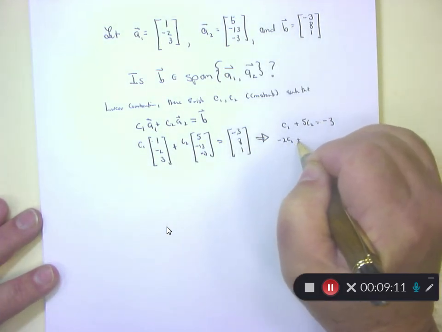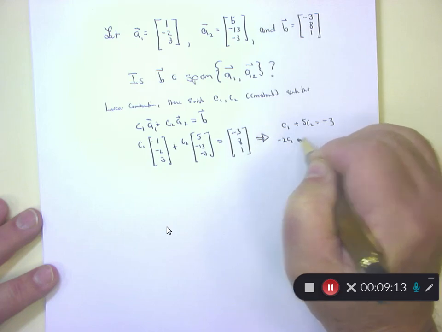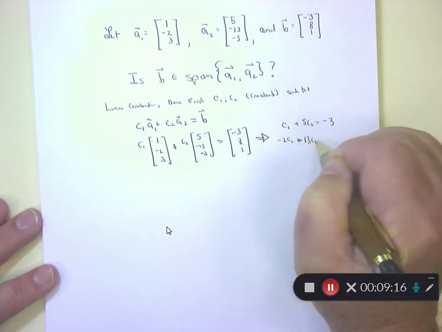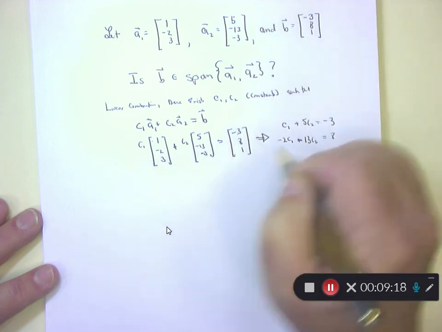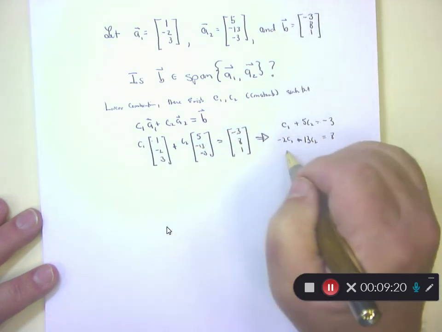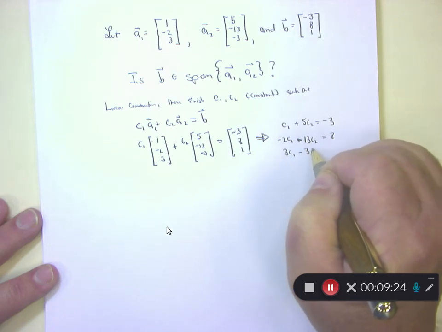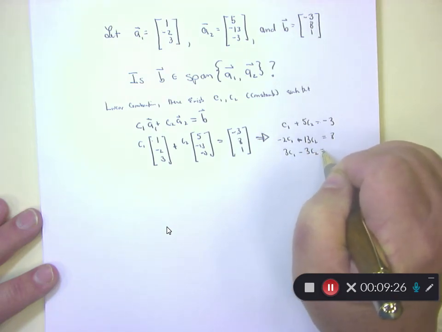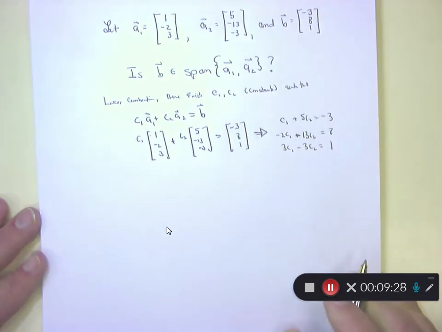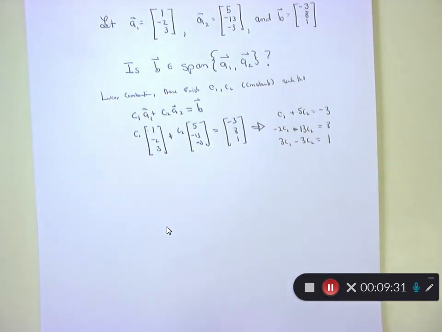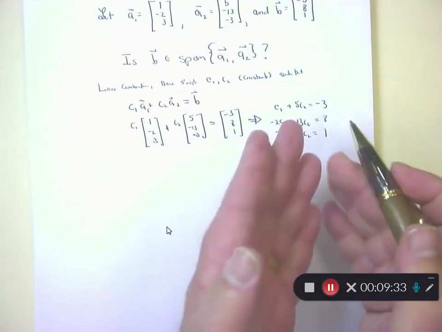-2C1 plus, or minus, plus negative or minus 13C2 has got to be equal to 8. And your third equation is going to be 3C1 minus 3C2 has got to be equal to 1. Does that make sense? You see how I went from vectors back to equations.